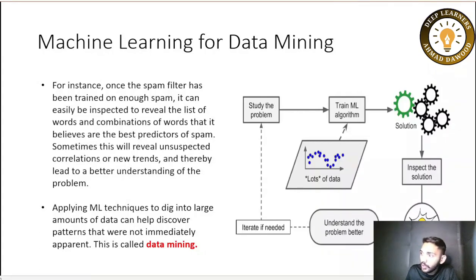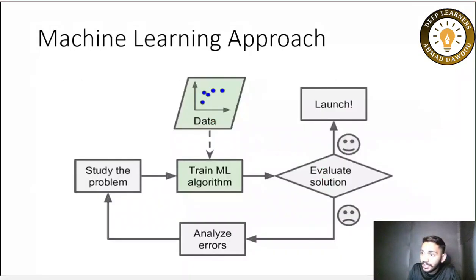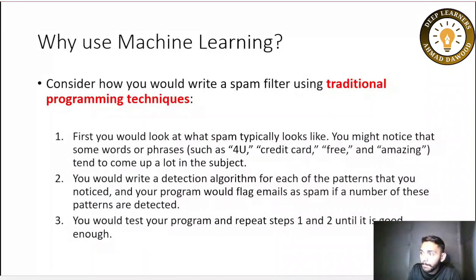So you have trained the model by giving it the data. The model has given you some solution. You can inspect the solution, and you can see the patterns or phrases that the model has figured out are common in spam emails. Whereas in the traditional technique, you are working on your data and finding these patterns by yourself.